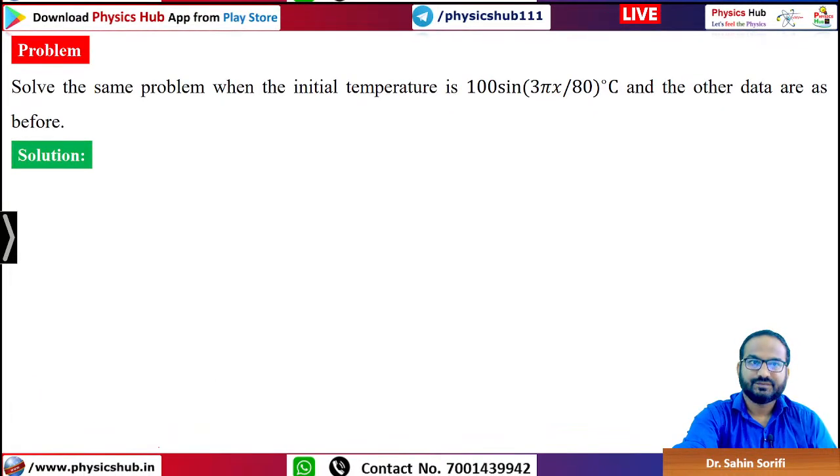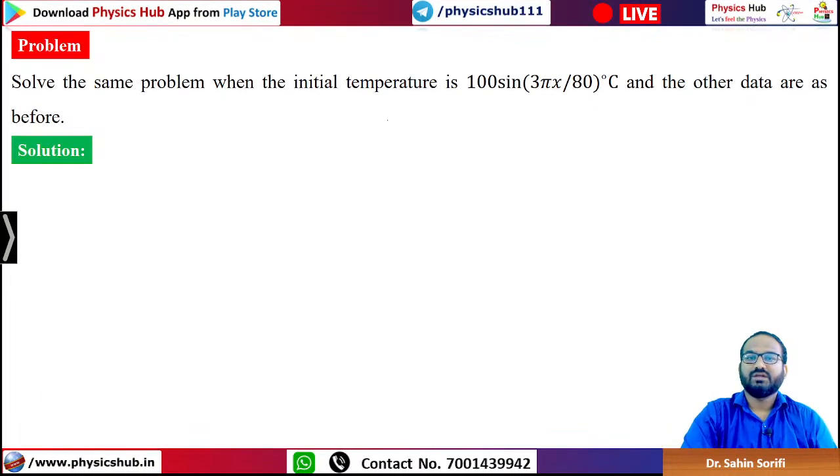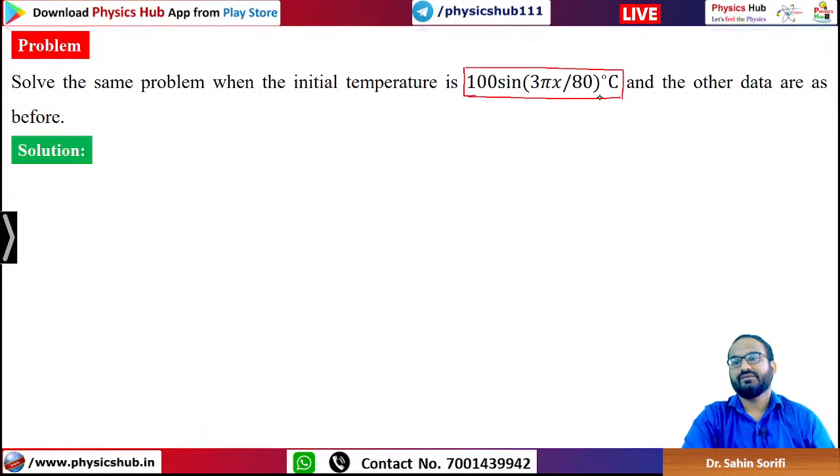small part of this. Solve the same problem when the initial temperature is 100 sin 3 pi x by 80 degree. So what is different here? Here instead of n equals to 1, we have to take n equals to 3. Other data are as before. So how can you do this? We now have n is equals to 3 instead of n equals to 1.